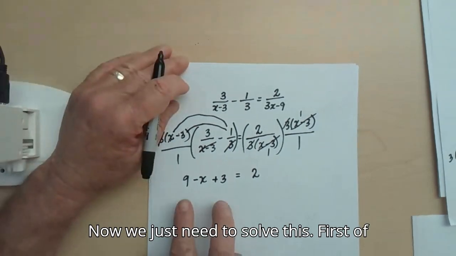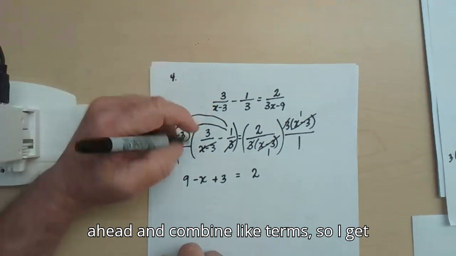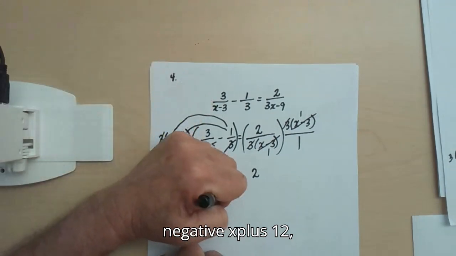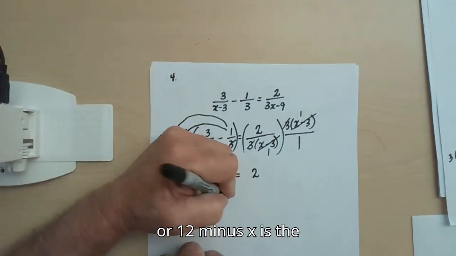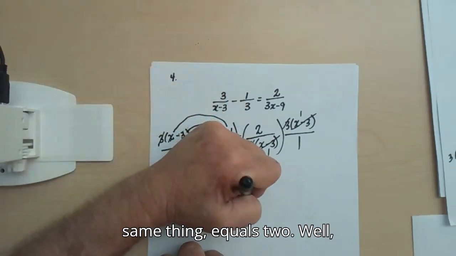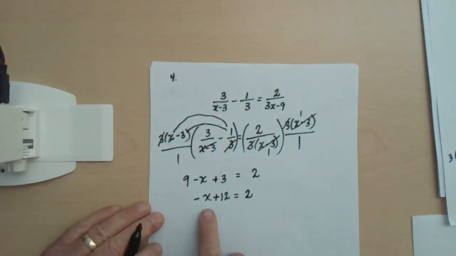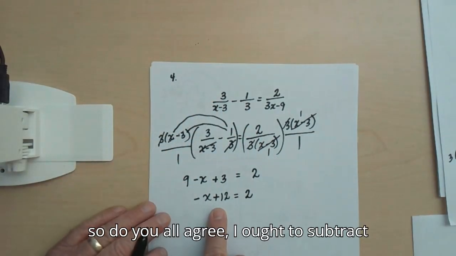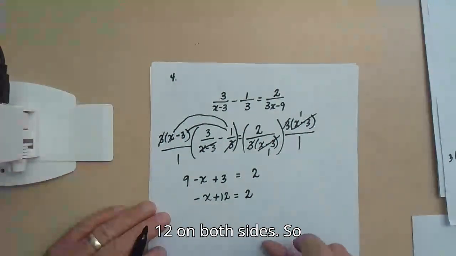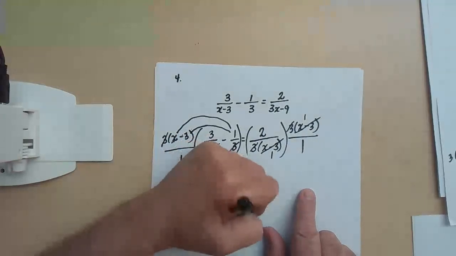Now we just need to solve this. First of all, 9 plus 3 is 12, right? I should go ahead and combine like terms. So I get negative x plus 12, or 12 minus x is the same thing, equals 2. Well, hey, we're getting pretty close to done. Remember, I'm trying to get x by itself, so do y'all agree I ought to subtract 12 on both sides? So subtract 12 on each side.